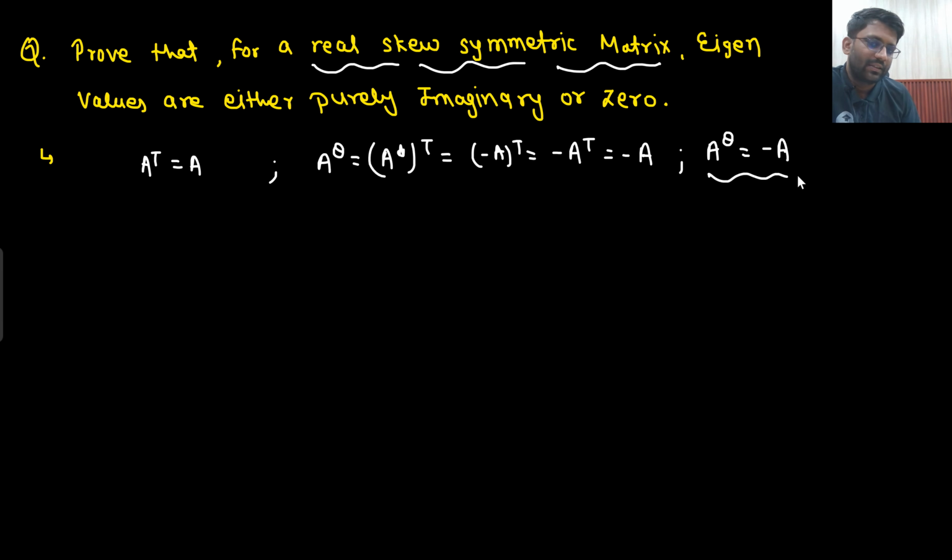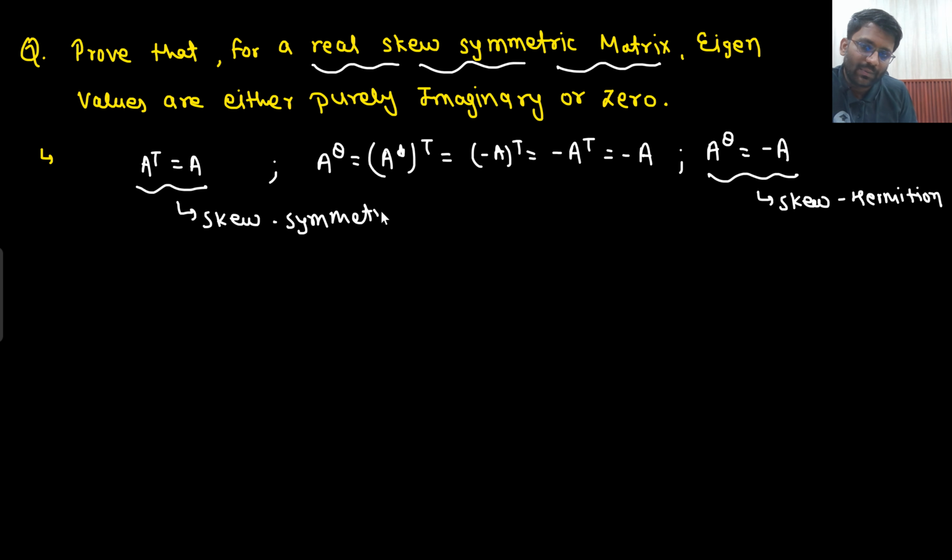So what is this known as? Hermitian. Sorry, skew Hermitian. Not Hermitian, skew Hermitian. This is known as skew Hermitian. And what is this known as? This is known as skew symmetric. So a real skew symmetric matrix will also be a skew Hermitian matrix for sure. What we need to prove? It will be either purely imaginary or 0.